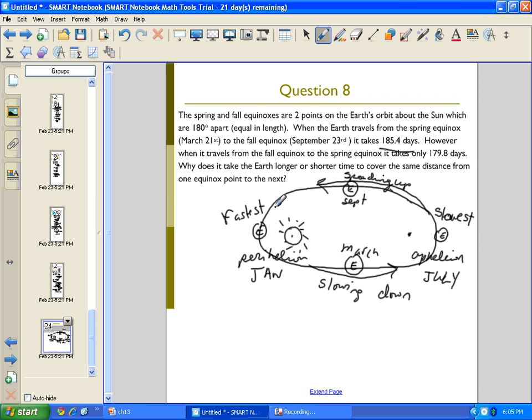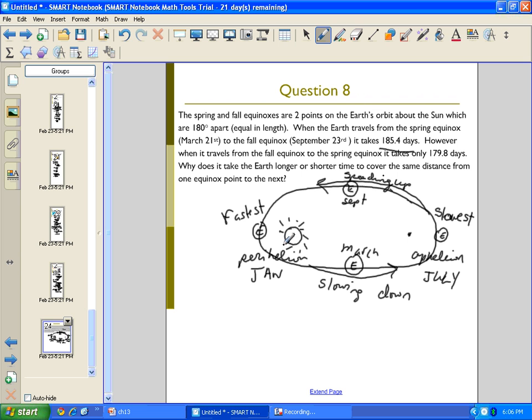185.4 days from March to September, okay, here's March to September. See here, the Earth is slowing down, and it has to pass the slowest point to get to September. It takes 185.4 days, except that when it travels from fall to spring, it only takes 179.8 days. Why? Because it was speeding up at its fastest and then slows down here.